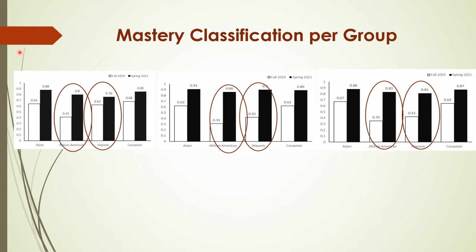So as you can see across the three SLOs, we do see an increase in mastery performance across all the racial or ethnic groups. That is, we do see a notable increase for African Americans or Blacks and Hispanics, which are in the circles right here across all the three goals.